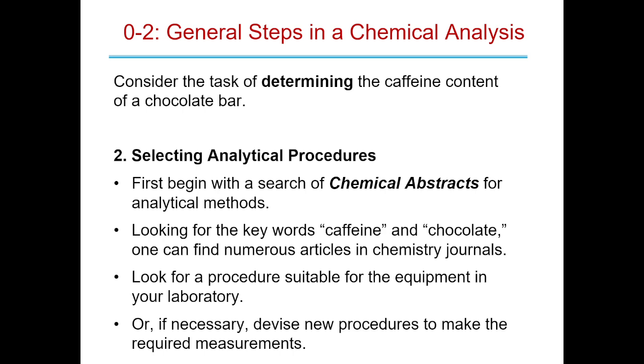However, if you find those articles, you may be able to look at their citations. At some point, that procedure would have had to standardize against a known procedure, meaning they're probably going to have a known procedure that's different than it, somewhere in one of those articles, okay? If you go back far enough. If necessary, you may have to devise a new procedure to make the required measurements.